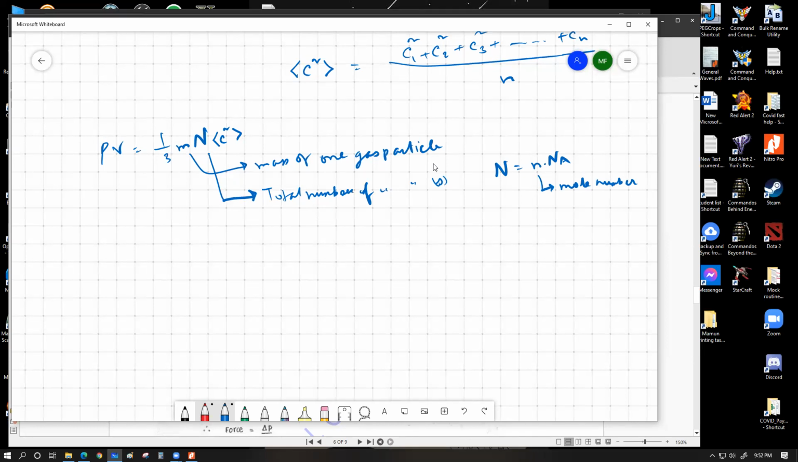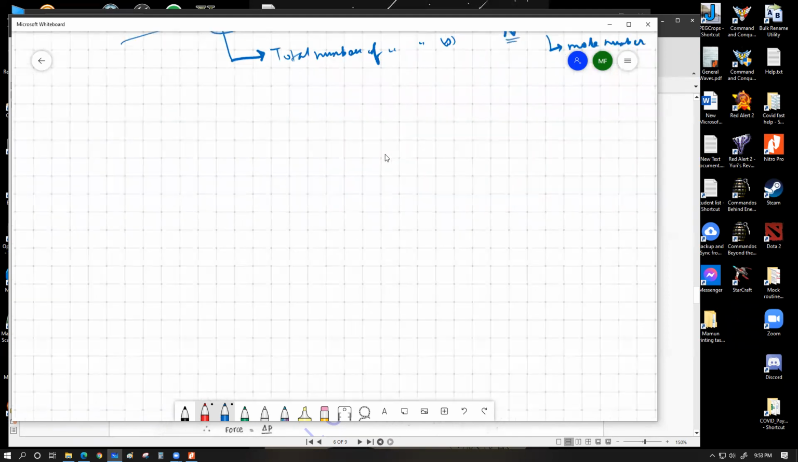So if you have n mole of gas within a certain container, if you multiply that mole number with the Avogadro's constant, which is basically how many in 1 mole, you get the total number of gas molecules within that container. And c square is the mean square velocity of the particles. So we're going to derive this equation with the appropriate process.